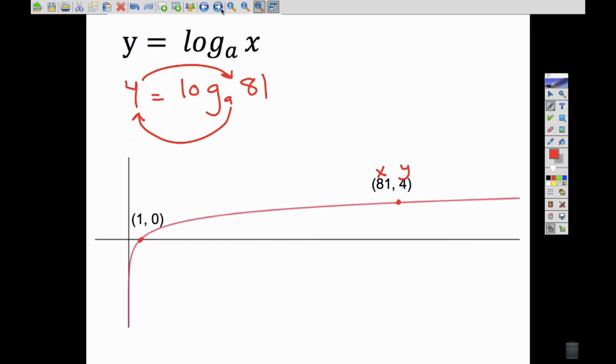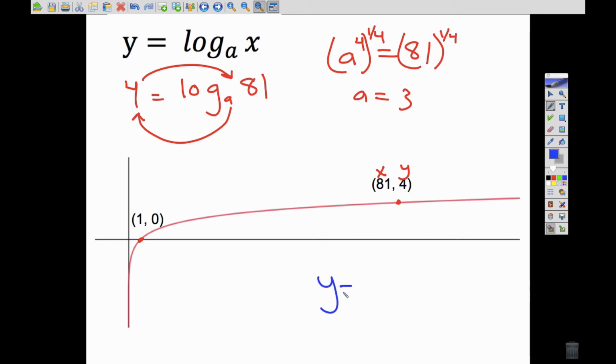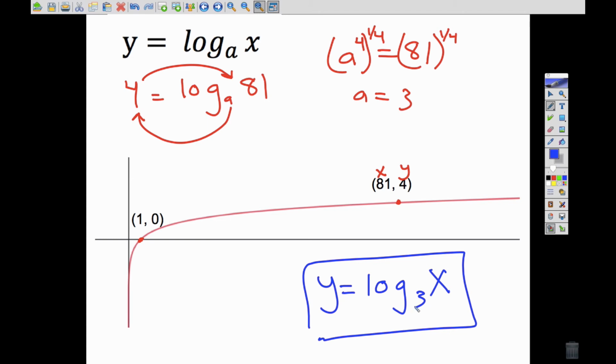Okay, so I have a to the 4th is equal to 81. I need to solve for a. So I either need to take the 4th root or take it to the 1/4 power. That's equivalent. Or you could think about it as taking the square root twice. However you want to do that, you would figure out that a is equal to 3. 3 to the 4th is equal to 81. And then in my equation, I'm just going to plug that a in. So y is equal to log base 3 of x. So I plug the point in to figure out what a is.